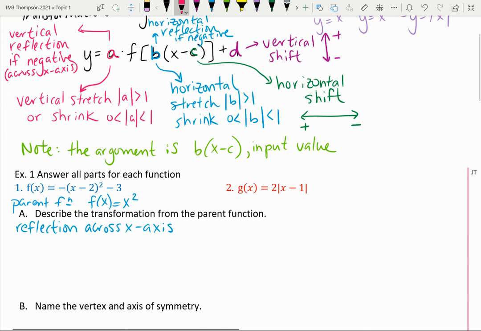So I'm going to add a note right here in this red. That's supposed to say across. A vertical reflection is across the x-axis, and a horizontal reflection is across the y-axis. When we pull up the homework, I'll clarify, but a reflection across the x-axis and a vertical reflection are the same thing.